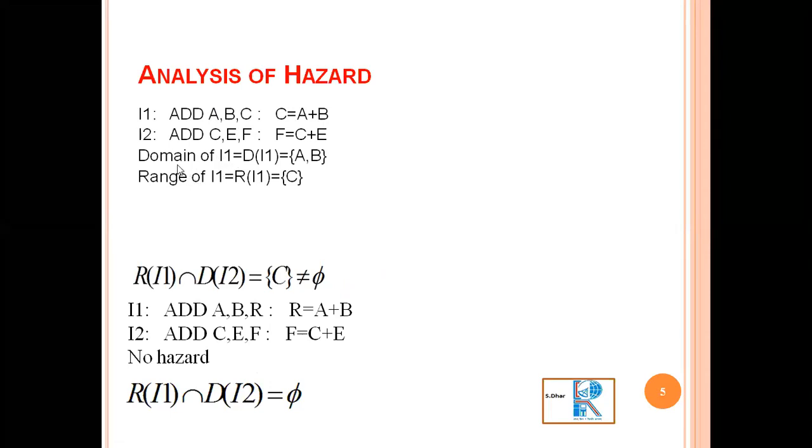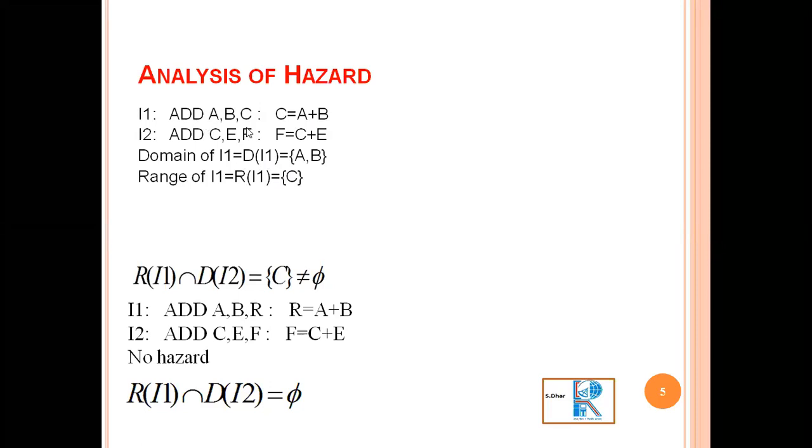What is the domain of I1? Domain of I1, written as D(I1), is the register where initially data is stored. So in this case, the right-hand side, A and B. So domain of I1 is A and B. Clear? And range of I1 is the register where final data is stored. What is the range of I1 here? C. That means range of I1 is C.